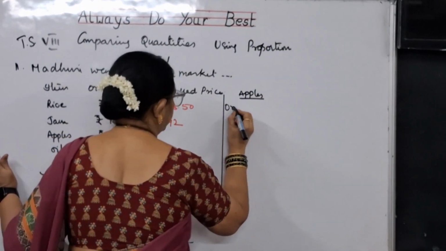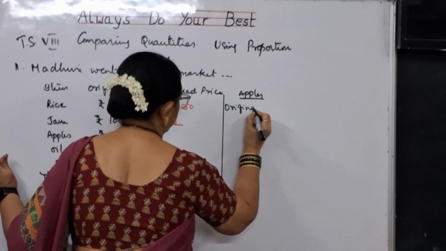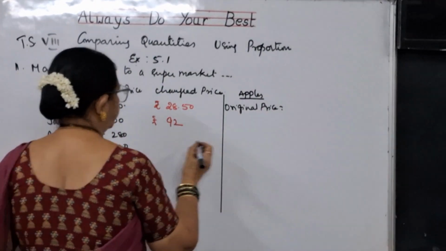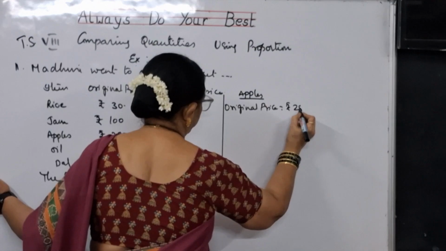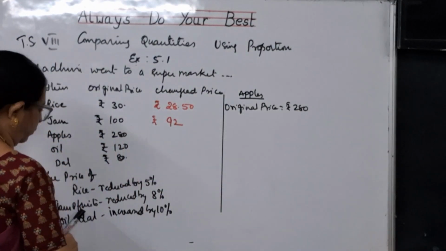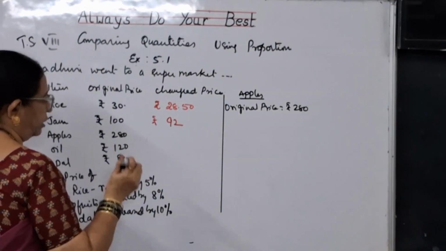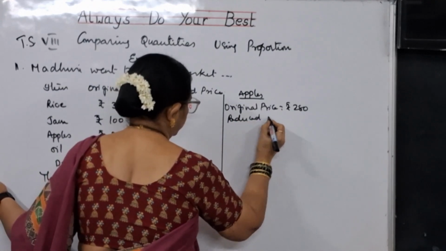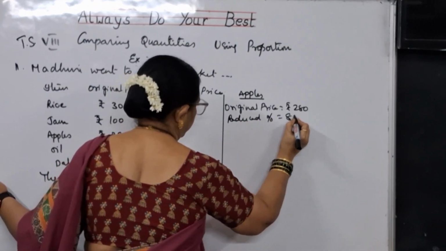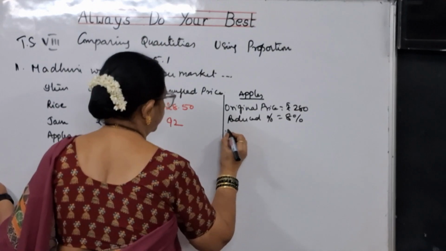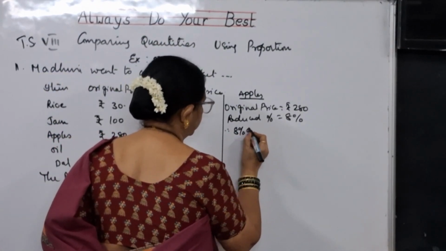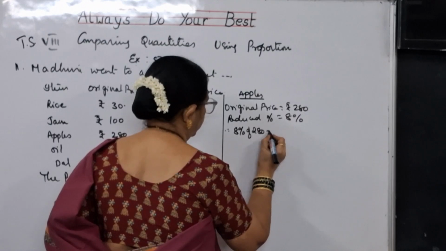Apples. What is the original price? The original price of apples is rupees 280. For fruits, what they did? Reduced by 8%. So the reduced percent is 8%. Therefore, what will we be finding out first? What is 8% of 280?